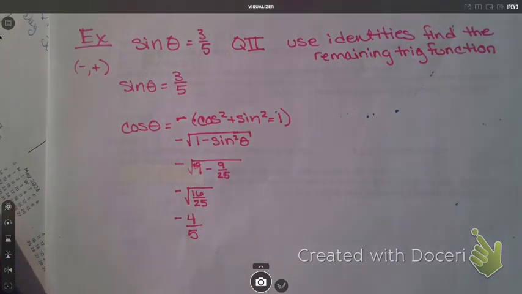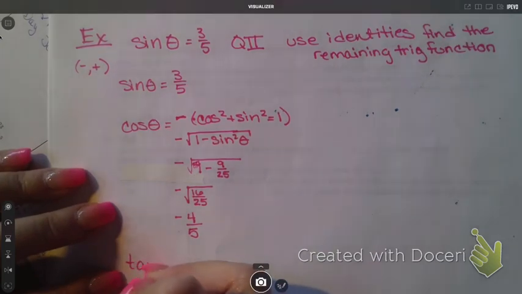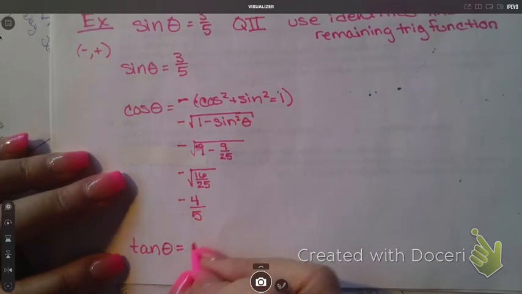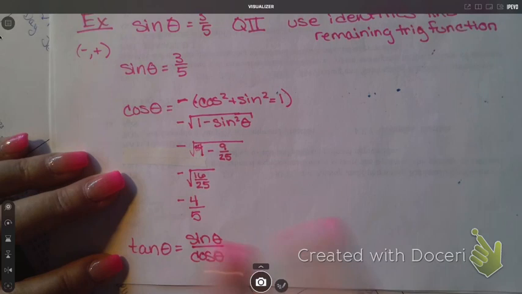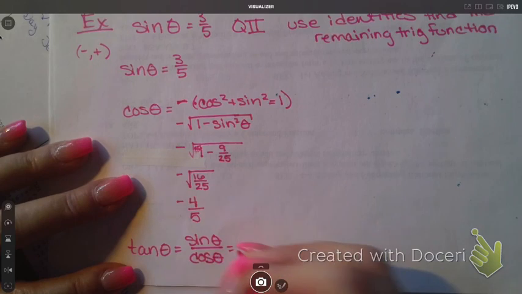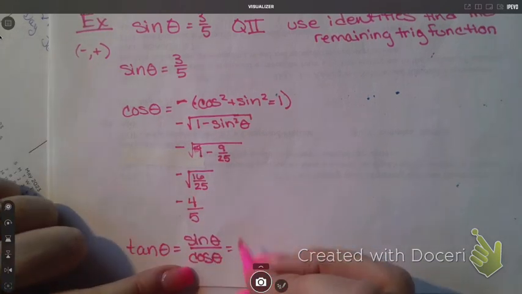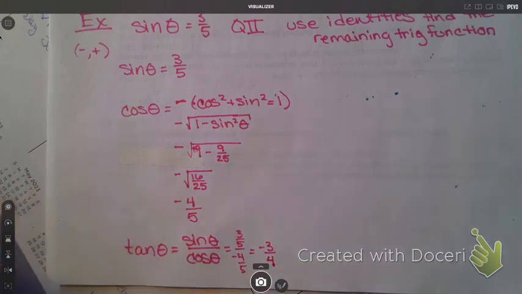Is there an identity between reciprocal, ratio, and Pythagorean that has sine, cosine, and tangent in it? Not reciprocal, ratio, because tangent is sine over cosine. So would it do you good to write these things today so you can remember them? The identities? Yes. Okay, well, sine over cosine. So 3/5 over negative 4/5. So it's going to be negative 3/4. And did we already know that it was going to be negative? Yes.